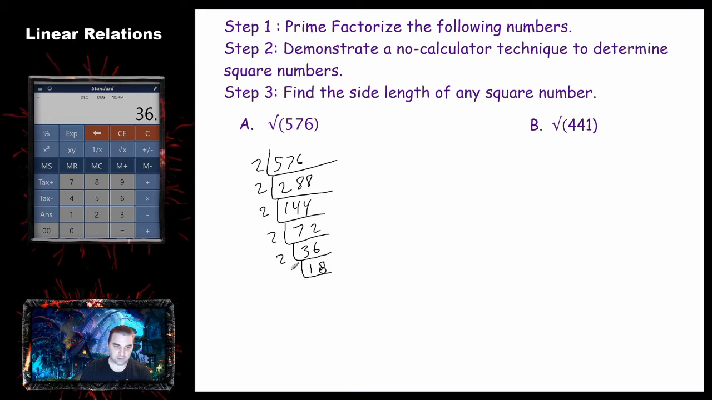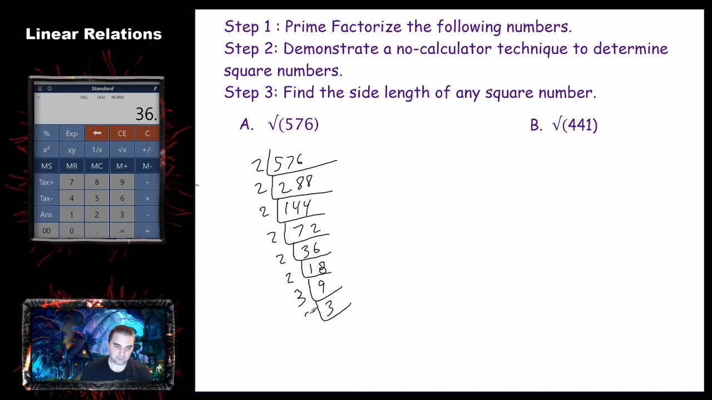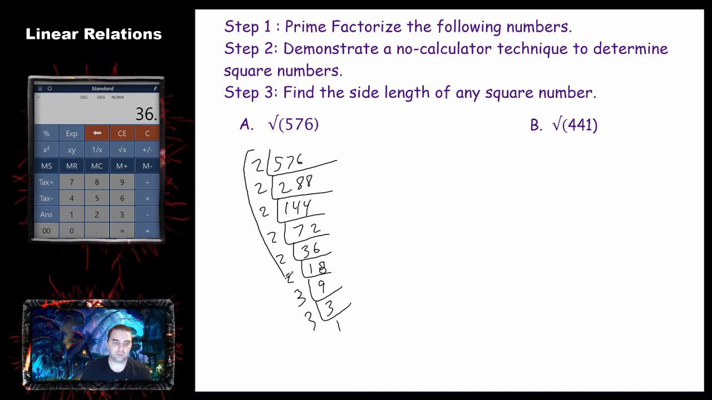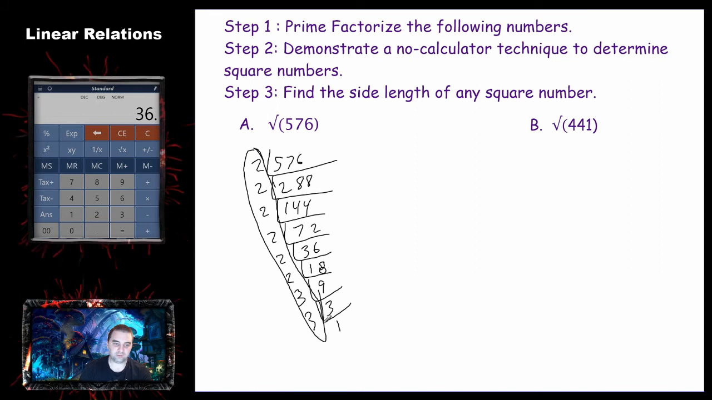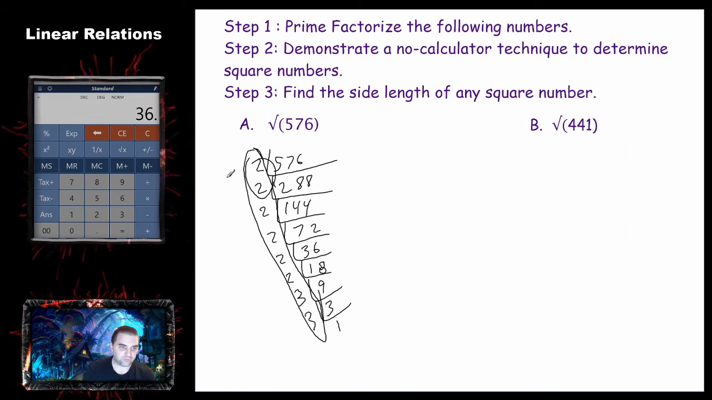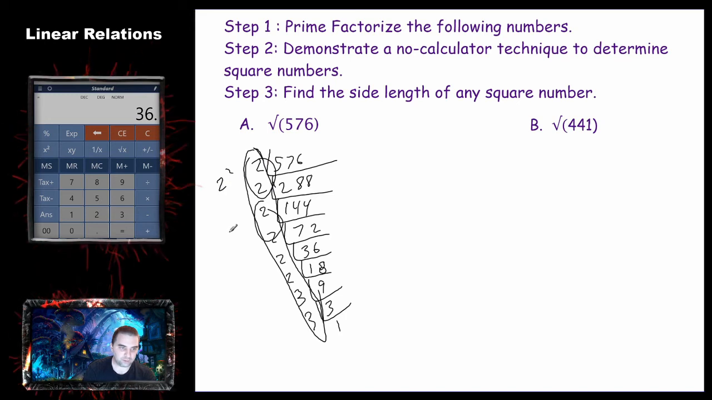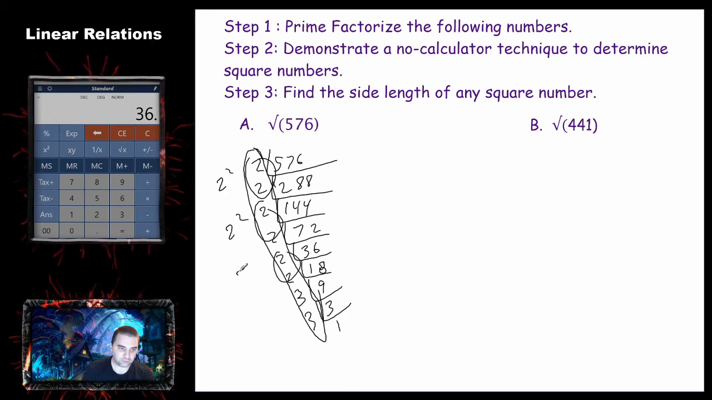18. And then we can break the 18 down to 9, and then to 3, and then to 3, and we have a whole lot of numbers here. These are the ones that matter. So let's look at the sets of 2. We've got 2 squared, 2 squared, 2 squared, and 3 squared.